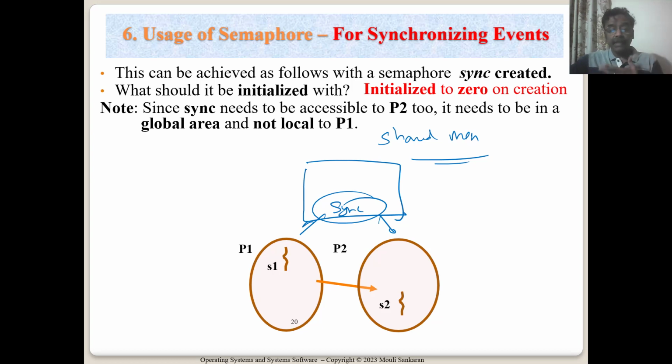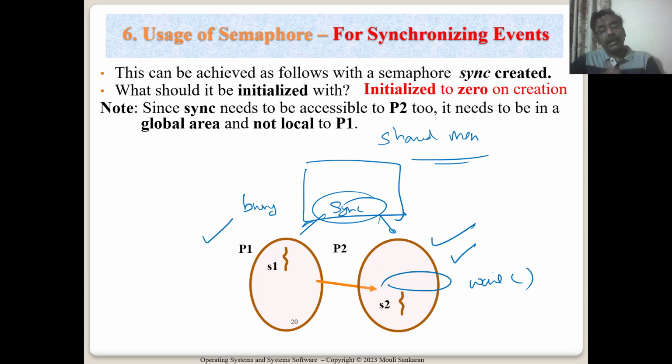Otherwise you can't access that sync semaphore itself, because somebody is creating the semaphore. Maybe P1 will be creating it, but it will create it in a busy state. And then that semaphore should be available to P2 also, so that it can wait on the semaphore. So it creates it in a busy state, and this handle, the created semaphore, is available to this process, and it can call a wait function call.